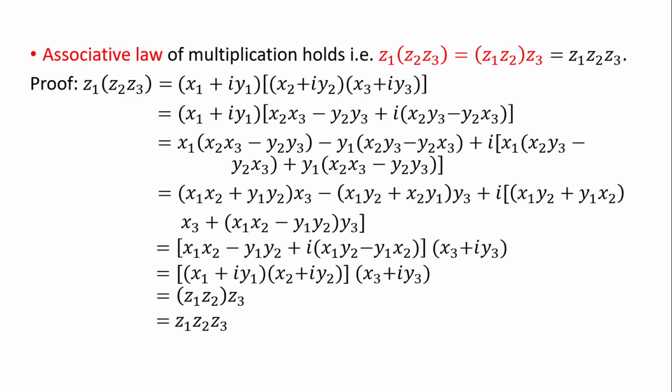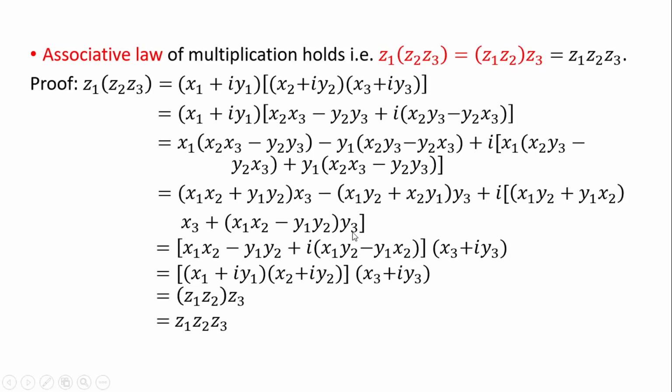After this we can have the term with x3 common, and these are x1 x2 plus y1 y2 into x3. Then terms with y3 common. We are doing this because we have to prove that z1 into z2 is associated and z3 is separated. So that is why we are taking x3 and y3 out of bracket. Now we do the same with the imaginary terms also. Here also from the first we take x3 common, and from the second y3 common.